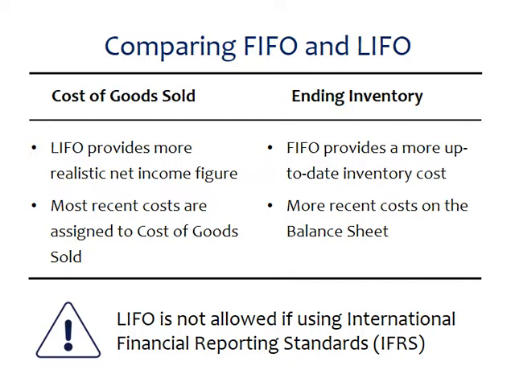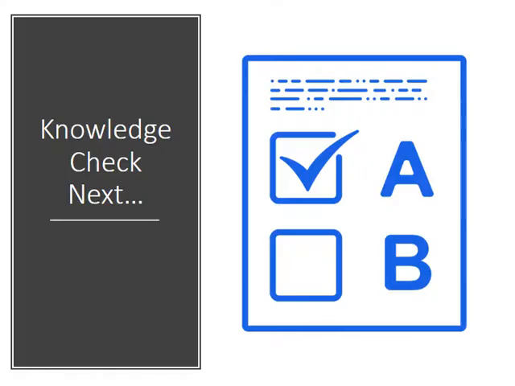2. Measuring ending inventory. Which method reports the most up-to-date inventory cost on the balance sheet? FIFO. LIFO can value inventory at very old costs because LIFO leaves the oldest costs in ending inventory. A word of caution, LIFO is not allowed if using International Financial Reporting Standards, or IFRS.